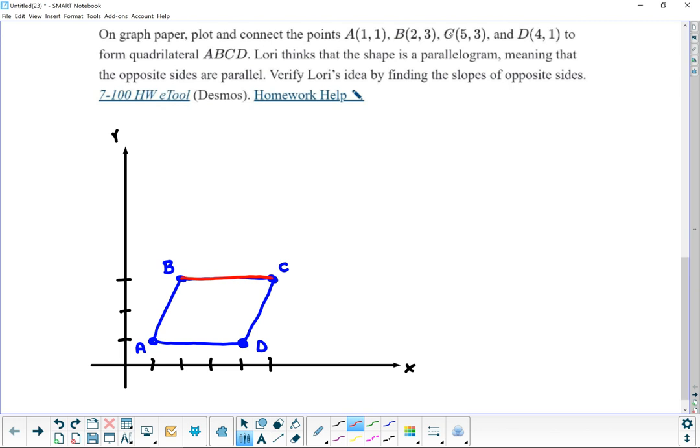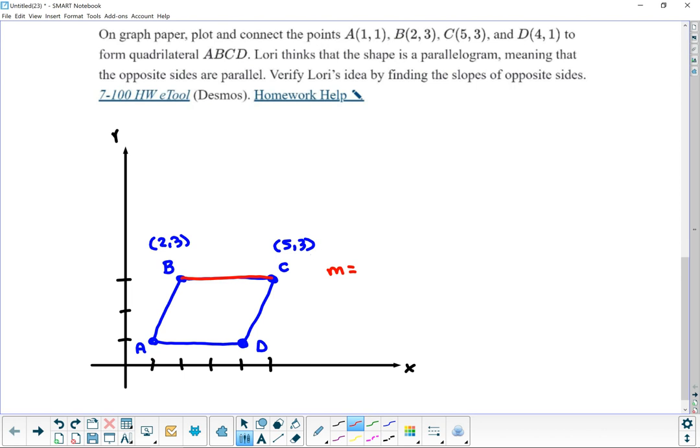So from B to C, B is 2, 3, and C is 5, 3. Notice how the y's are both 3's. So when I do the slope there, okay, and this is using Evie's method or Miranda's method. If you're period 1, it's Evie's method. If you're period 4, it's Miranda's method, right?